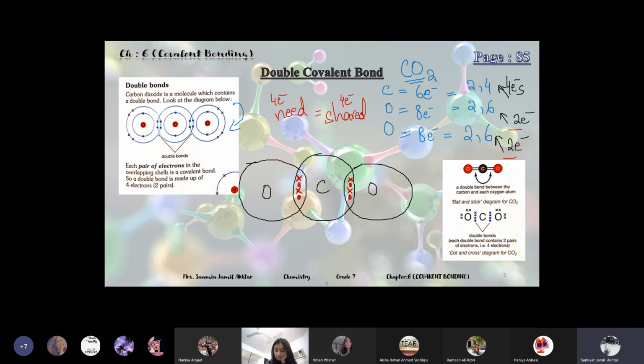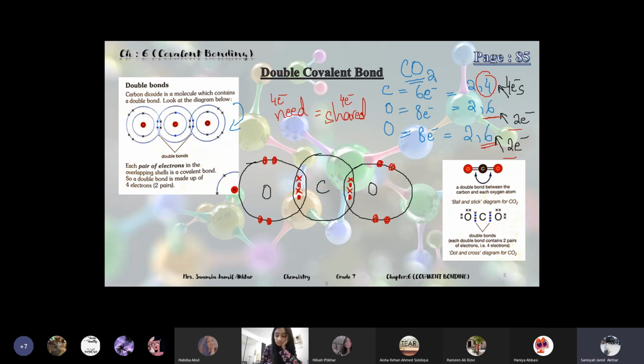Okay. Now, carbon already has 4 electrons which it has shared, so no electrons will be outside. But for oxygen, there will be 4 electrons outside because oxygen has 6 electrons. So 2 electrons oxygen shared and 4 electrons I'm making outside, which are not shared. They are lone pairs, like this.